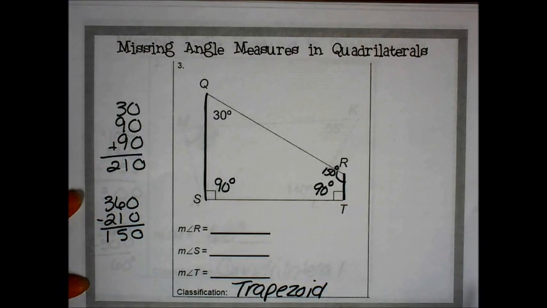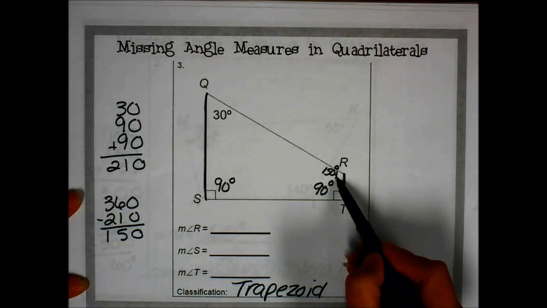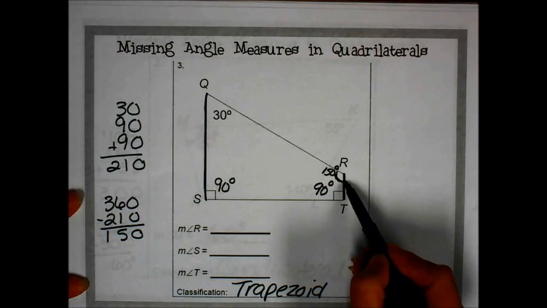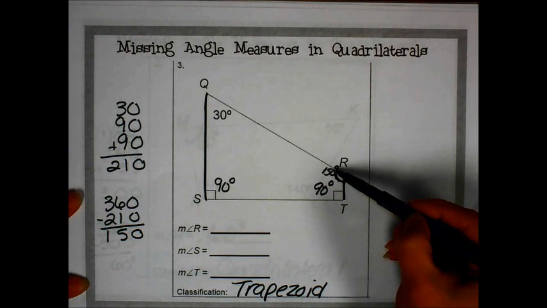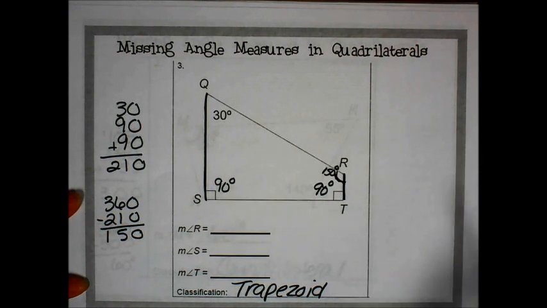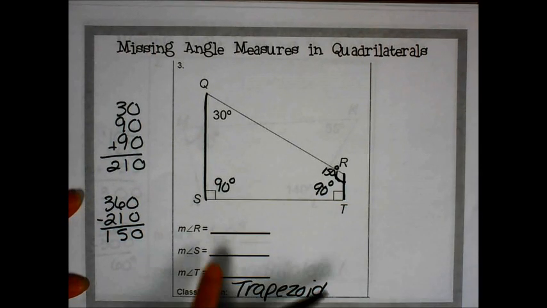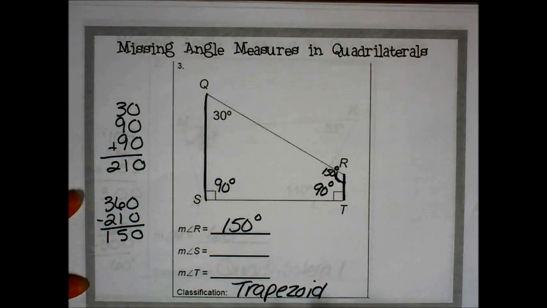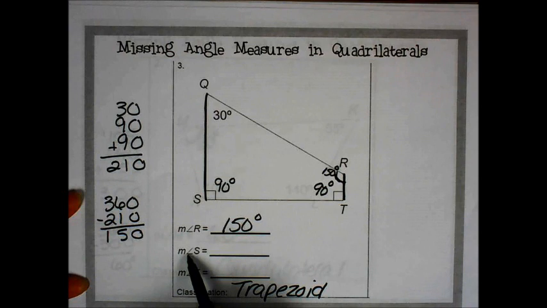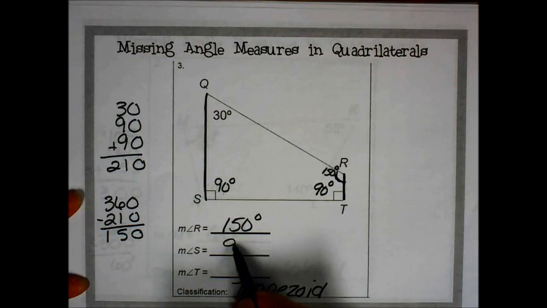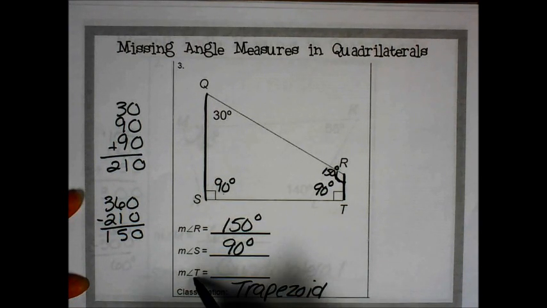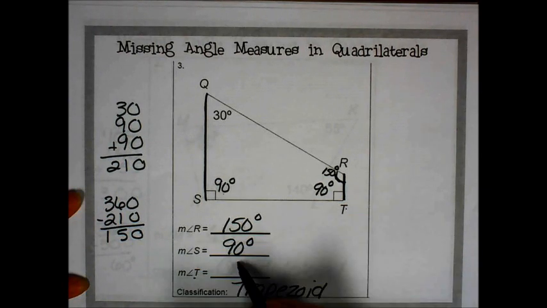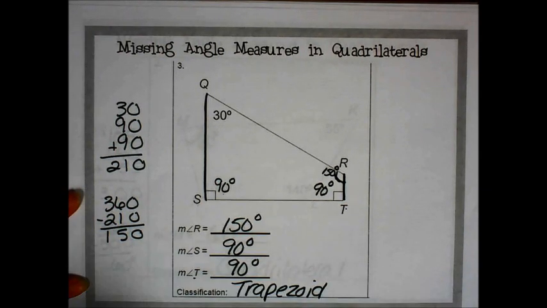Now I'm going to check that for reasonableness. I notice that angle R is obtuse, and I did get an obtuse measurement, so my answer is reasonable. So I know that the measure of angle R is 150 degrees. The measure of angle S is 90 degrees. And the measure of angle T is also 90 degrees.